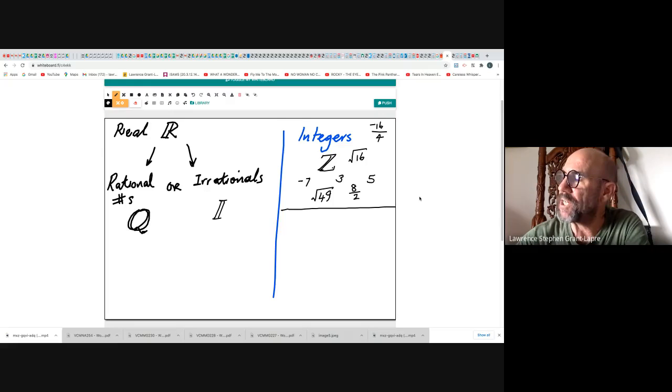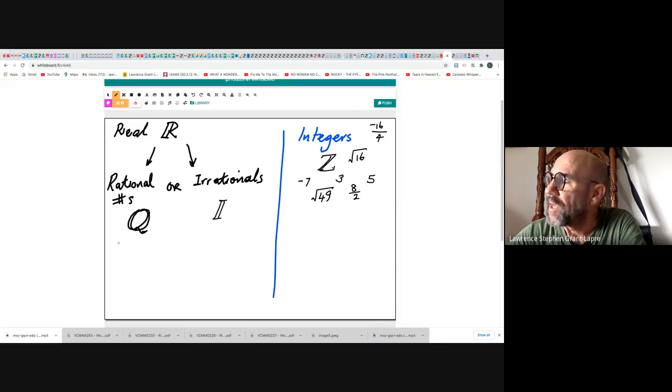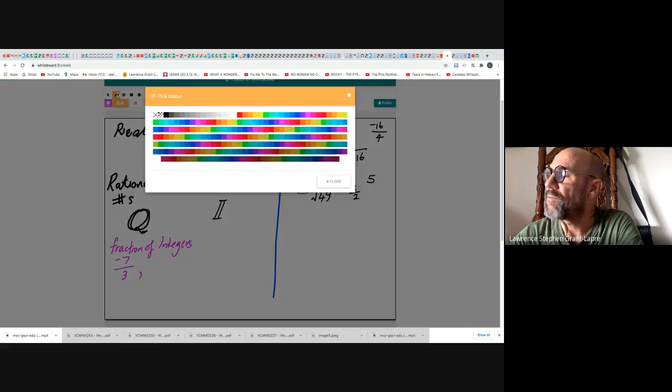So if you take any two of these, you can make a fraction of integers. Let me just get rid of that 9. Change the color. We can take any two integers, a fraction of integers, such as -7 on the numerator, 3 on the denominator. That is rational. Right? So we've got a rational number.